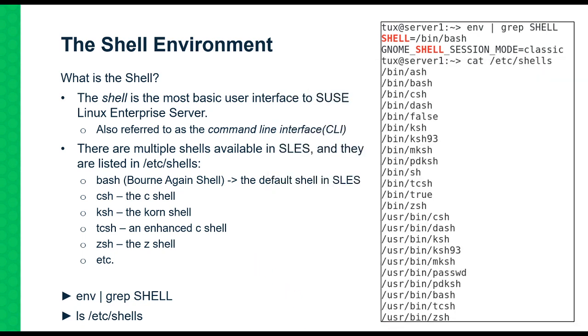Go back to our screen. Okay, so we have run the command env pipe grep shell, and our output was exactly this, and we could redefine our output to find the shell which the tux user is using currently. The shell environment is made up of components.